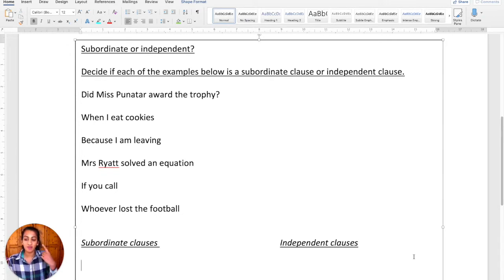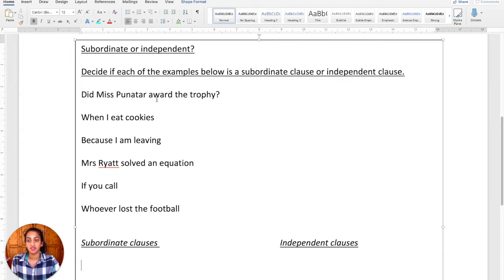So we need to bear in mind, how do we know if something is a subordinate clause or independent clause? The main way of being able to tell is if it stands on its own as a sentence and it makes sense and you're not waiting for any other information, then it's probably an independent clause. If you're waiting for more information or you feel like the sentence is unfinished, or you feel like it's only half of a sentence, it's probably a subordinate clause. Let's have a look at the first two.